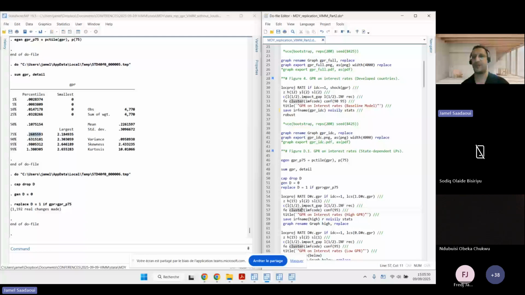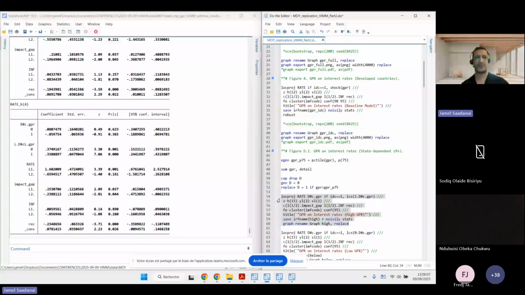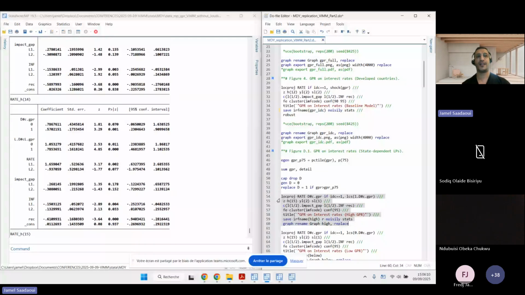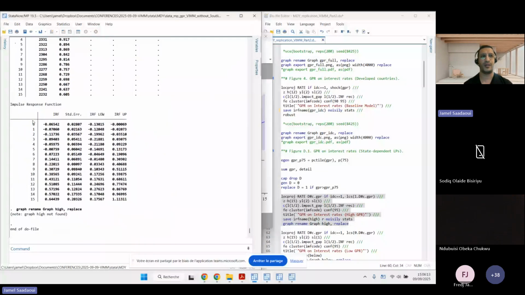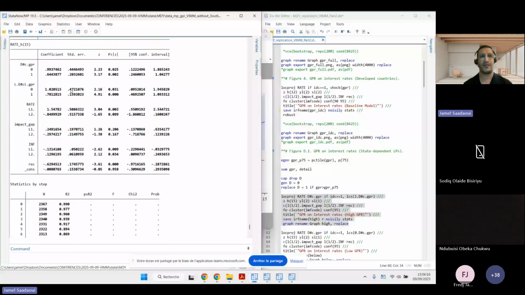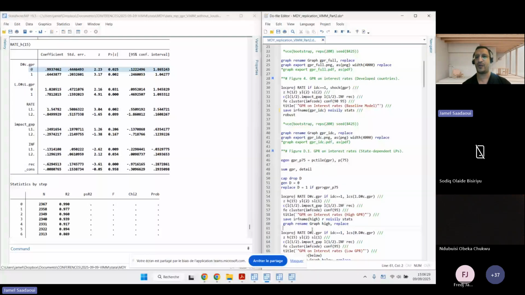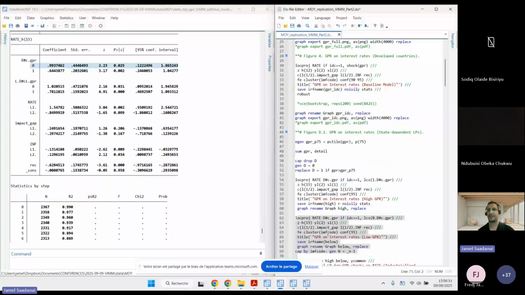I save the impulse response function. I put noisily. I said robust, but it's already clustered. And I want to have some stats. So first I'll do that. This is the response that corresponds to a higher value of GPR risk. And here you have the value when you don't have this risk. You have a lag because we had a lag in the regression. I can also do it for 0 and I save the graph.